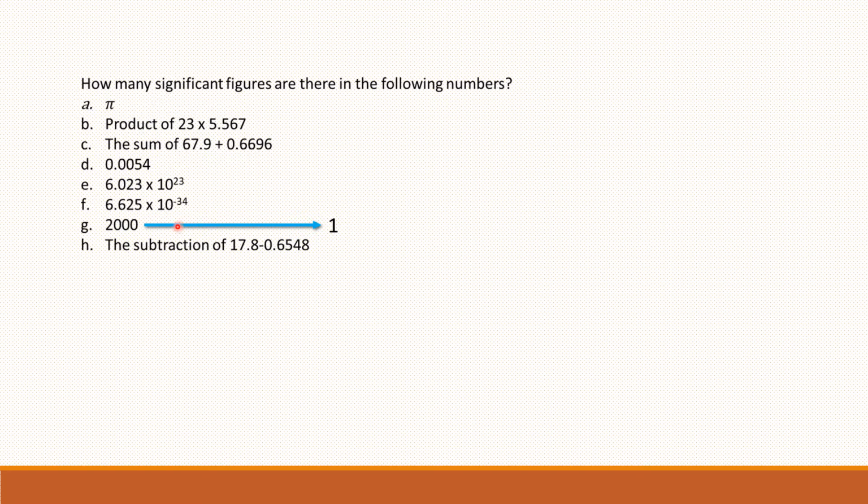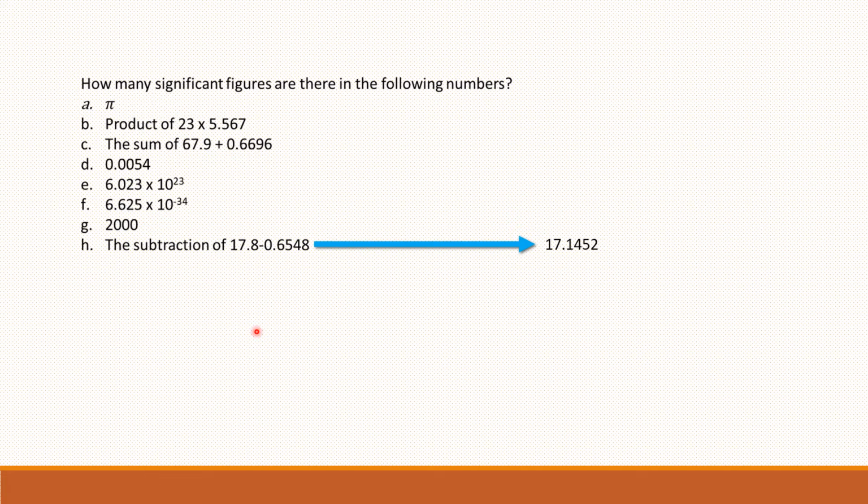And coming to 2000, the zeros to the right of a non-zero digit are not significant. If there is no decimal, all the zeros are non-significant. Here 2000 has only one significant figure, that is the number 2.